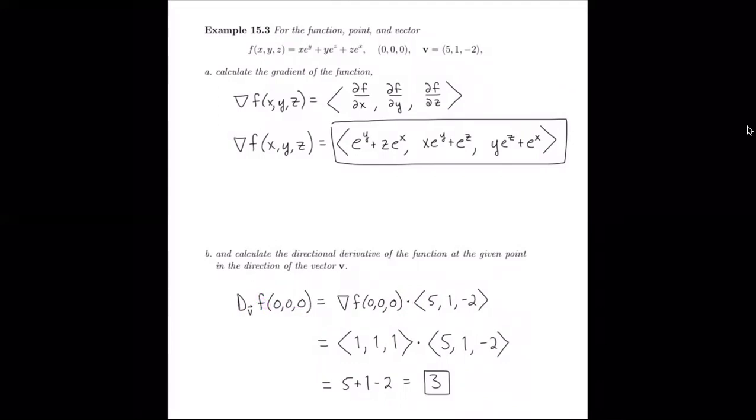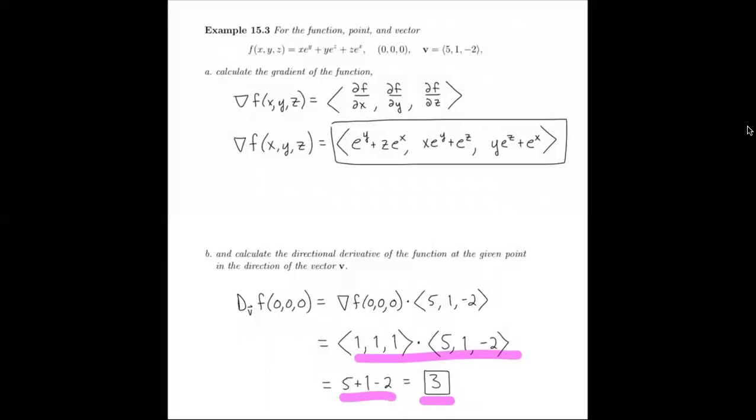Now, the result of plugging in 0, 0, 0 to this function is 1, 1, 1. The reader can check that. And dotting these two vectors gives us this expression, which summing it up is equal to 3. Okay, so that's positive 3 is our directional derivative. That is our rate of change.